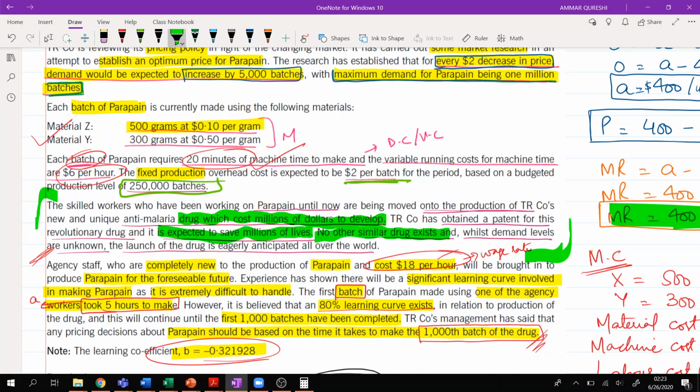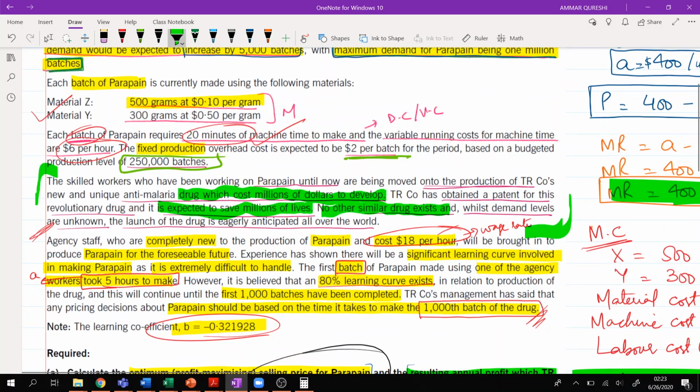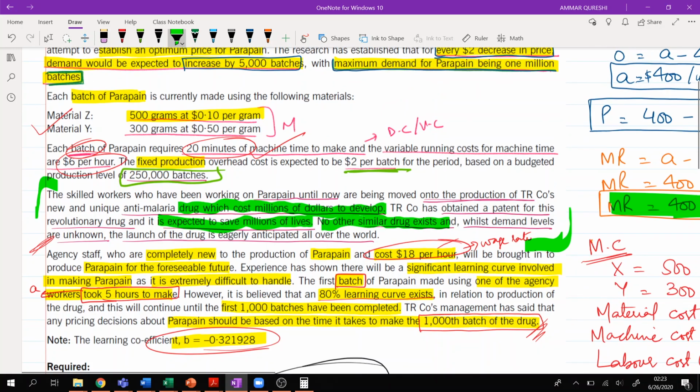That means if this is a life-saving drug and it is out of reach of people, then definitely people will not be able to save their lives, just as we see in this global pandemic situation. Whilst demand levels are unknown, the launch of the drug is eagerly anticipated all over the world. This is a perfectly matching situation to what we are already feeling right now. Now, you have to discuss. First of all, you have to write what is good and what is bad.